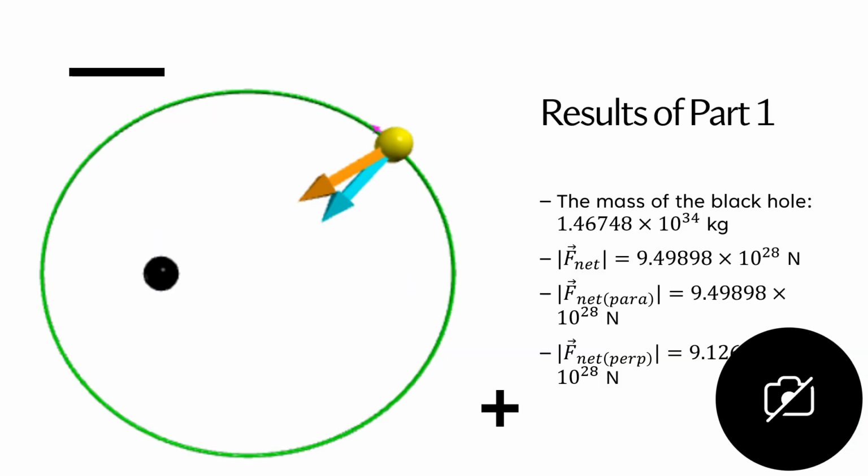So the first part of the experiment, as stated earlier, was to find the mass of the black hole. The mass is found to be about 1.5 times 10 to the 34 kilograms, with the net force being 9.5 times 10 to the 28 newtons, the parallel component being 9.5 times 10 to the 28, and the perpendicular component being 9.12 times 10 to the 28 newtons.